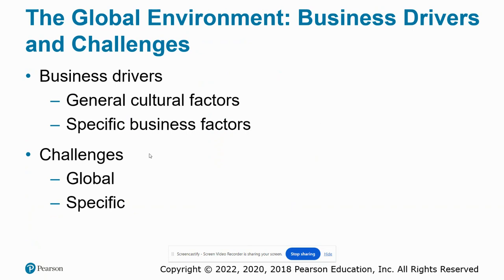The first strategic consideration in building an international system is to examine the global environment in terms of business drivers and challenges. This slide and the next two examine business drivers and challenges that lead industries toward global markets and competition.